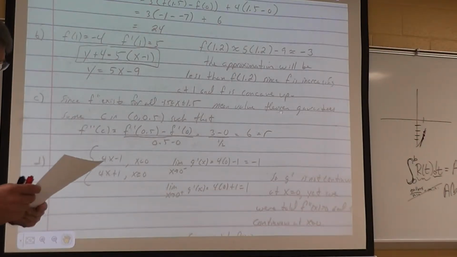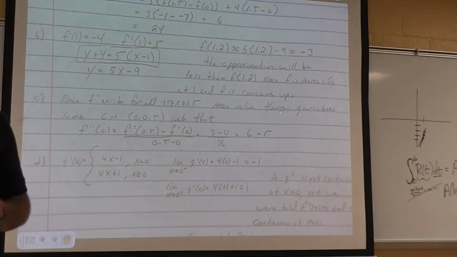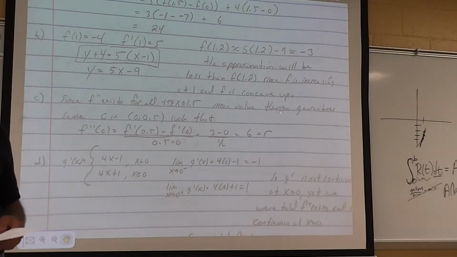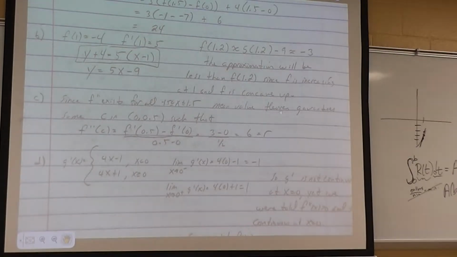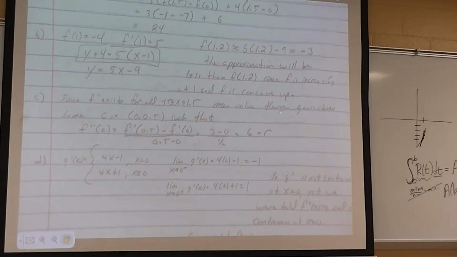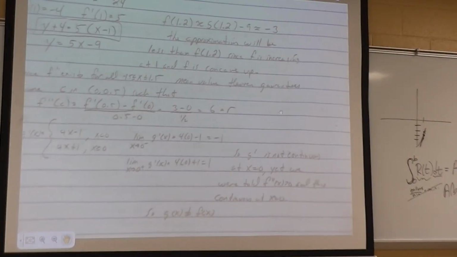In part D, let G be this piecewise defined function. The graph of G passes through all the points. Is it possible that f and g are indeed the same function? Well, it's tempting. Very tempting. If they have all the same y coordinates, well, hey, that makes it sound pretty good.